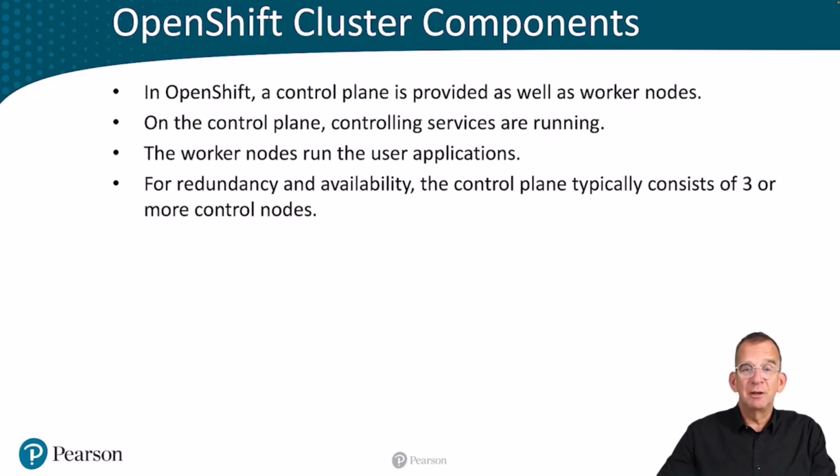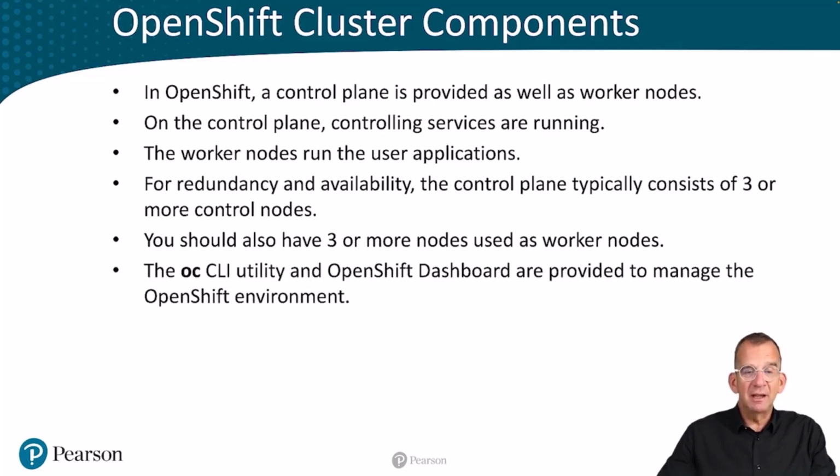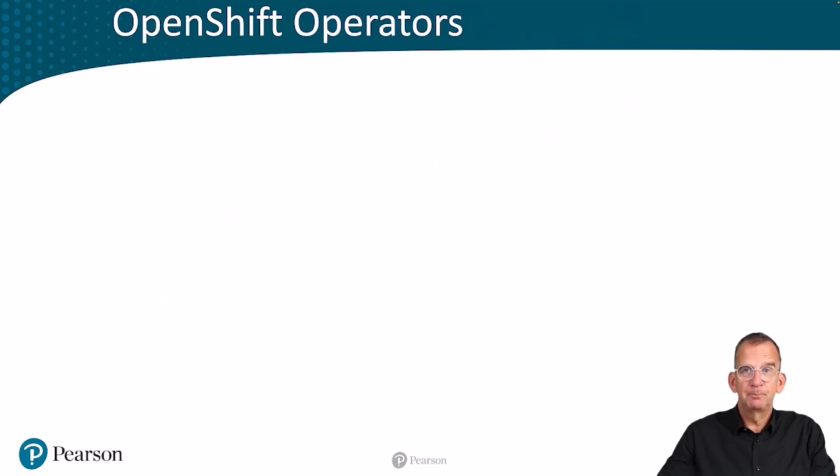For redundancy and availability, the control plane typically consists of 3 or more control nodes in real production OpenShift clusters. You should also have 3 or more nodes used as worker nodes if you want to use OpenShift to offer access to your applications. Then there is the OC CLI utility and the OpenShift dashboard. These are your main management utilities, and they are provided to manage the OpenShift environment.